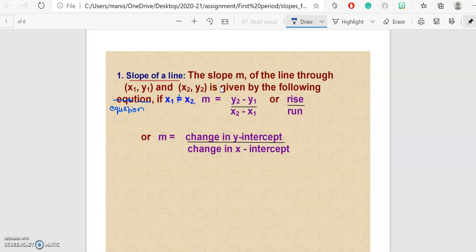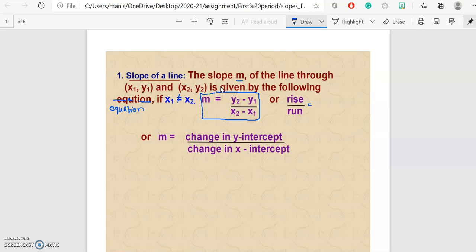Slope of a line. The slope, which is represented by the symbol m, of the line through the given points (x1, y1) and (x2, y2) is given by the equation: if x1 is not equal to x2, m is equal to y2 minus y1 over x2 minus x1.